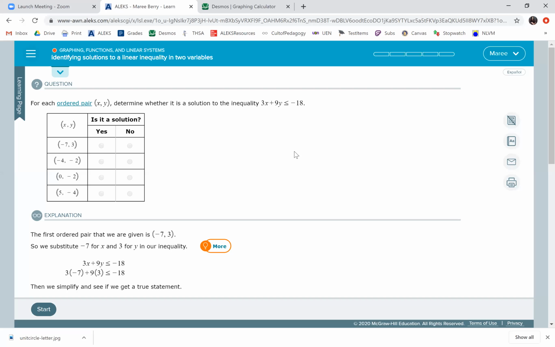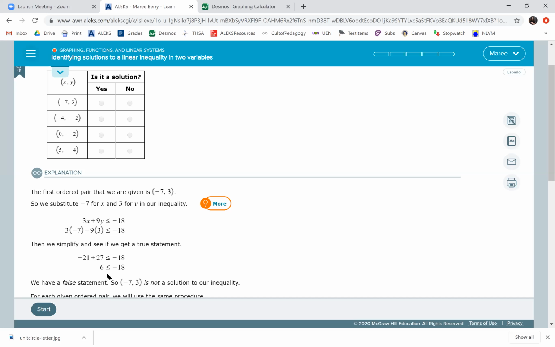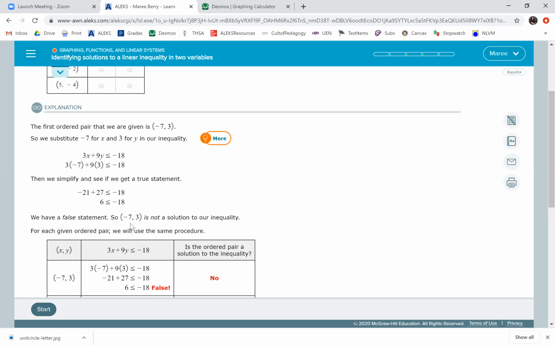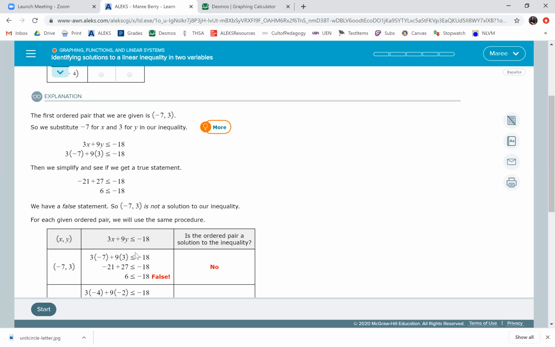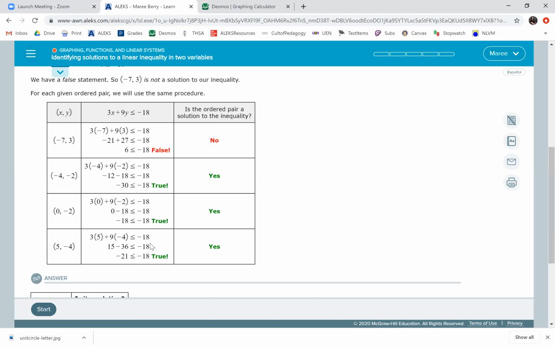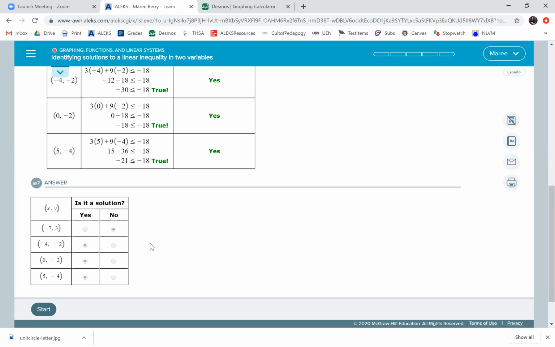So on this topic, we're trying to see if these ordered pairs, the x and y, actually work in this inequality. So all we need to do is plug in for x and plug in for y, and then see if it makes sense. So this is the example that they did. -7, 3, they plugged in, and they got 6 is less than or equal to -18. Since that is not true, we put a no right there. And then we just do that with each of the other points, and it looked like the next 3 were true, that they were solutions.